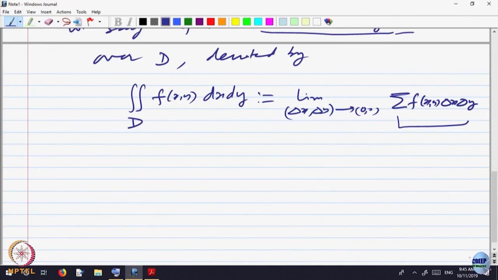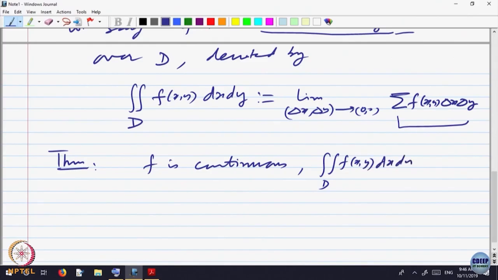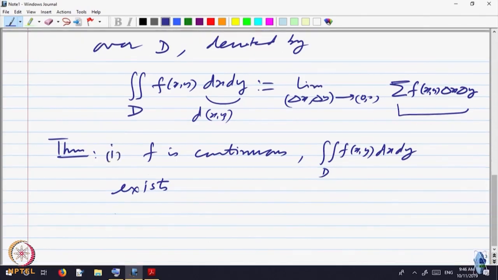So, we will not go into proving many things. The idea is how to compute these things. So, let us write theorems, some properties of this. If f is continuous, for a continuous function, the double integral always exists. One thing more I should point out, sometimes you write dx dy or sometimes you write dx dy in the other order, so both notations are followed. If a function is continuous, this always exists.